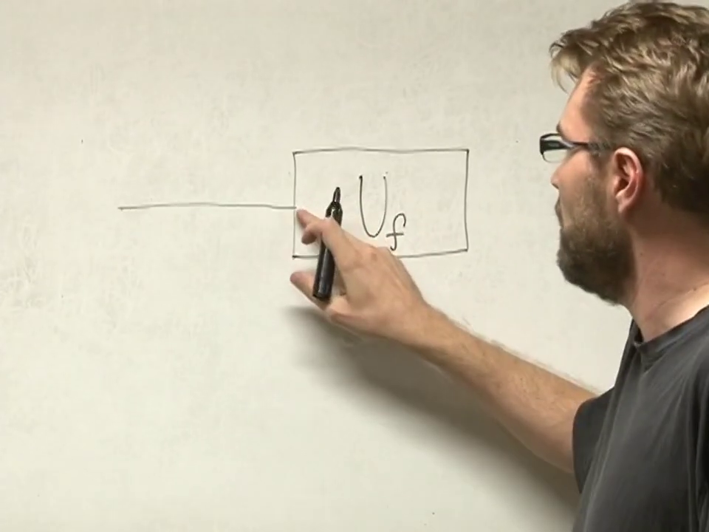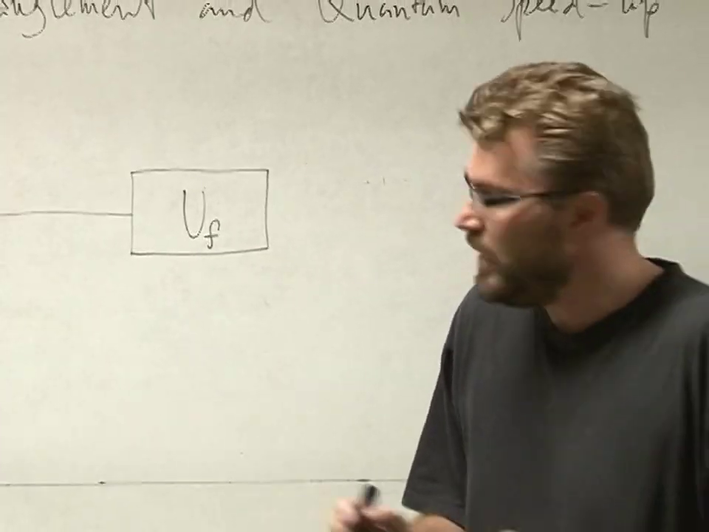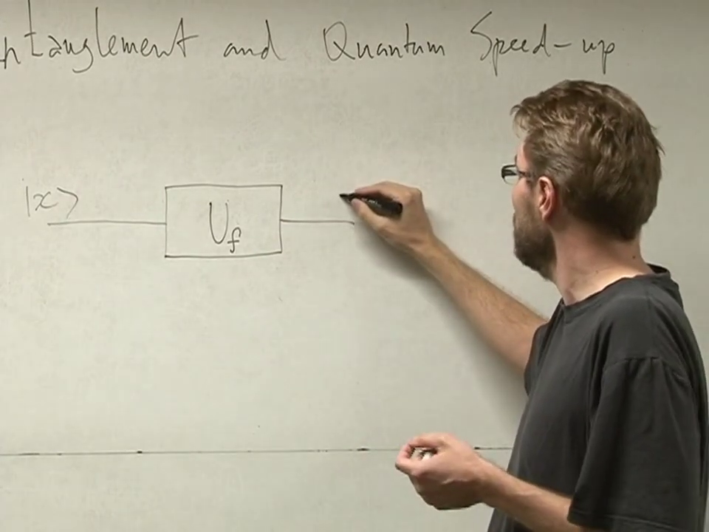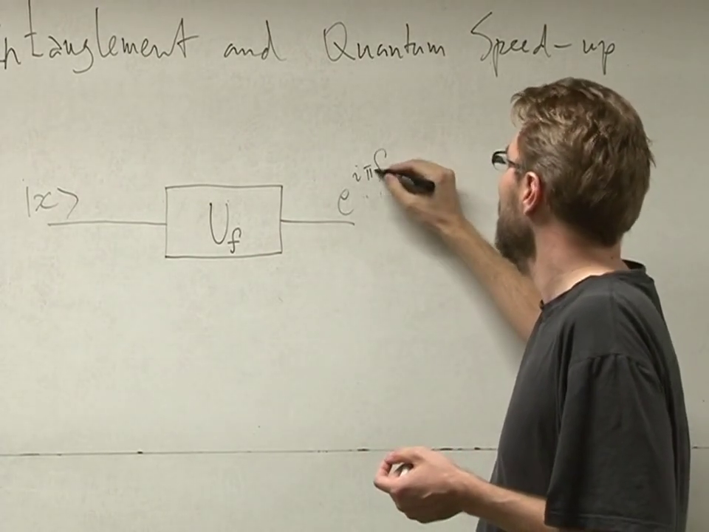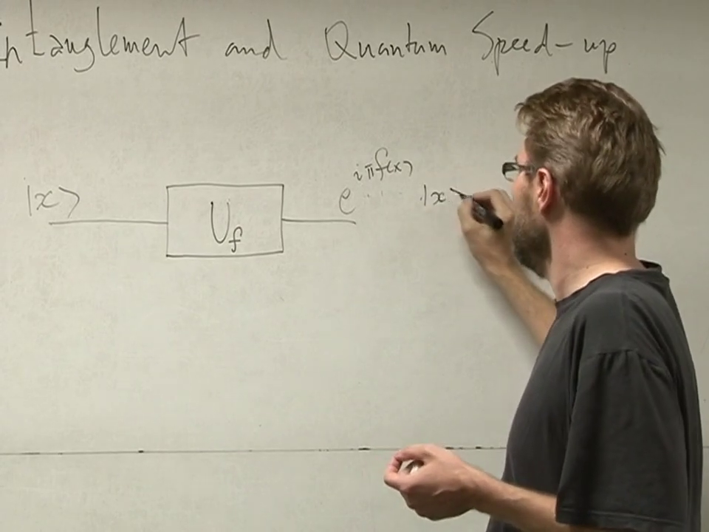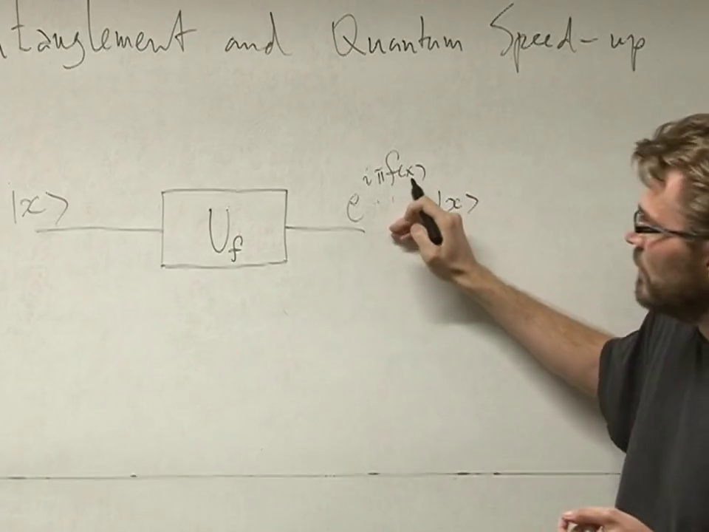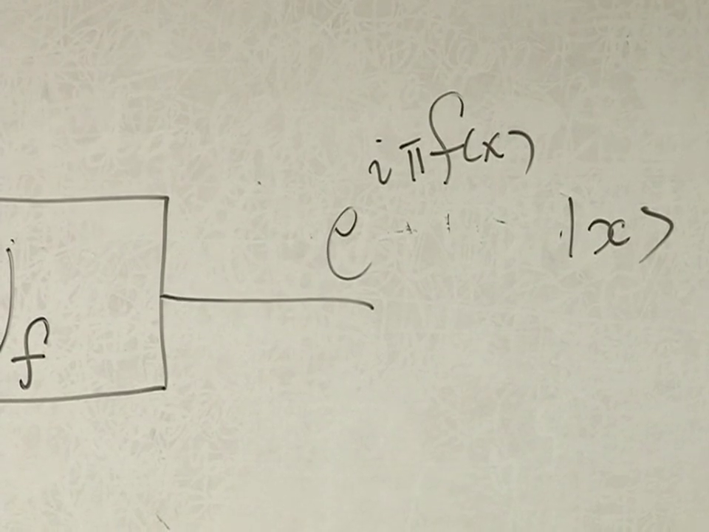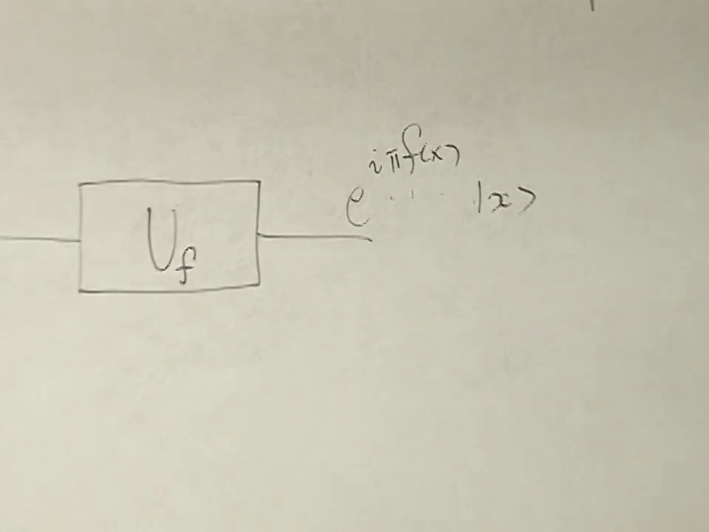Quantum mechanically, in contrast to classical physics, and that was the main message, you basically have an input X, and you have an output which seemingly doesn't really do anything useful for you. All it does is basically encode the function into the phase of your state.